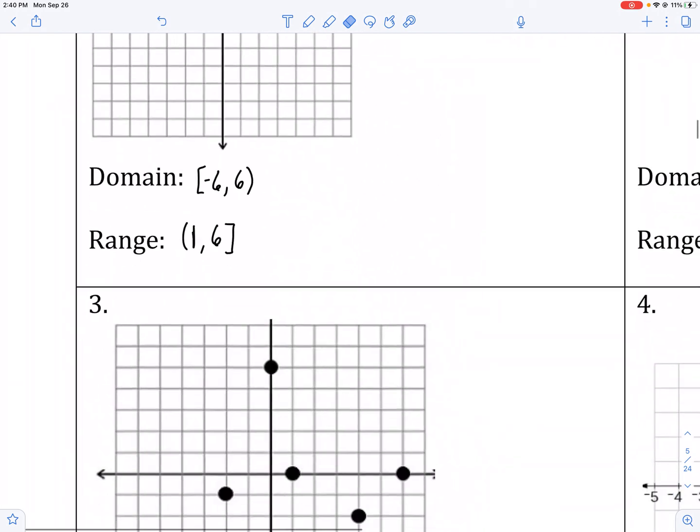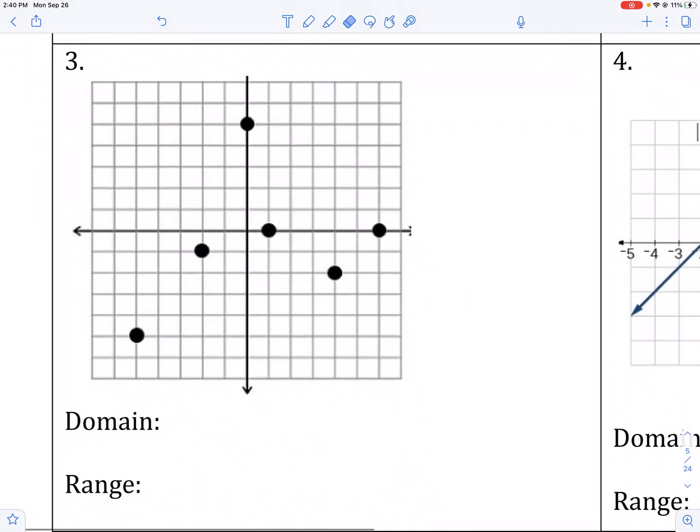Now in number 3, there are not an infinite number of points. We're not connecting these spots with lines, so there are not an infinite number of values here. We have, let's see, however many points we have, 6 separate distinct points.